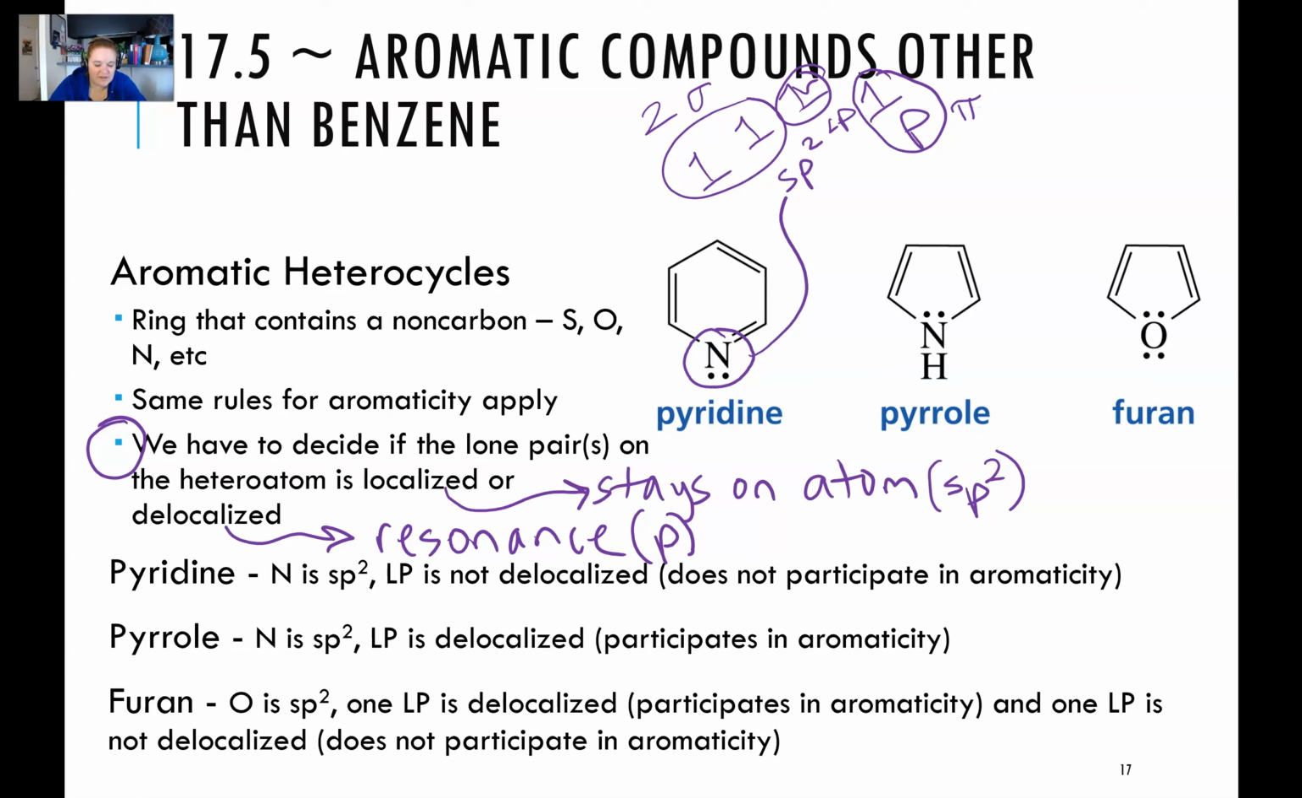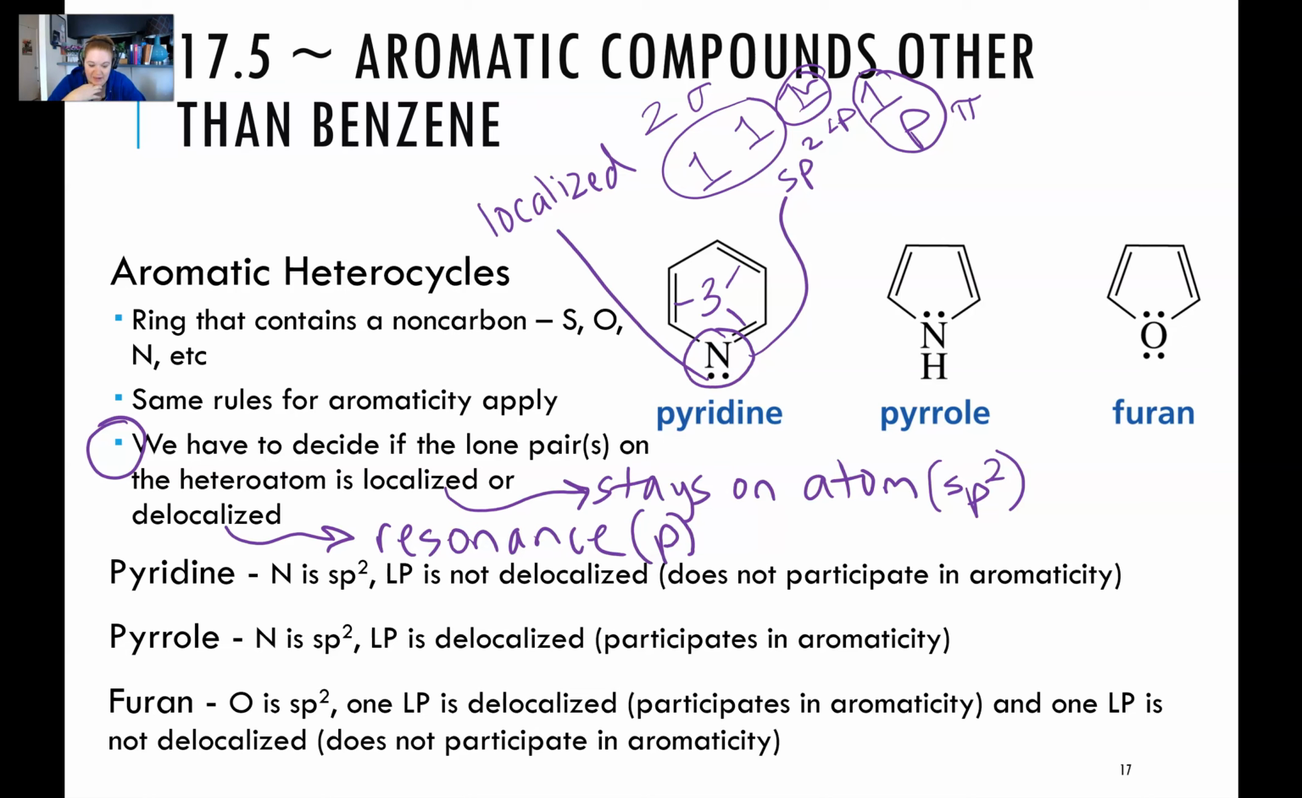So this tells me that the nitrogen's lone pair is localized. It's not participating in aromaticity. Localized. It is an aromatic compound because we do still have 1, 2, 3. We have the 3 pairs of electrons, but that lone pair on that nitrogen is not participating.